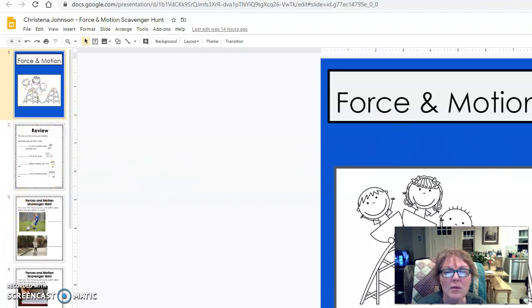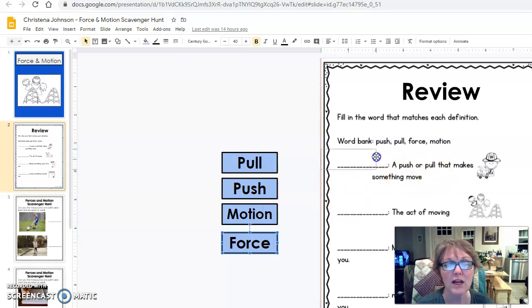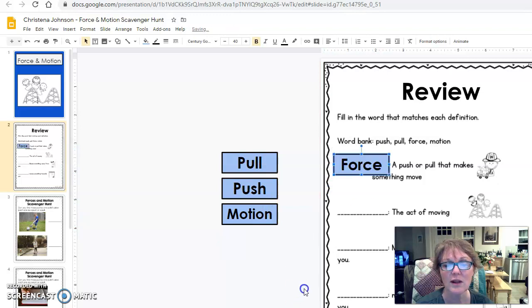So this says force and motion. Right here is a quick review on number 2. And have these fill in the blanks, okay? Fill in the word that matches each definition. Push, pull, force, or motion. A push or pull that makes something move. Is that a force, a motion, or a push or a pull? If it's something that makes something else move, it is a force. A push and a pull are types of, so force is right there.